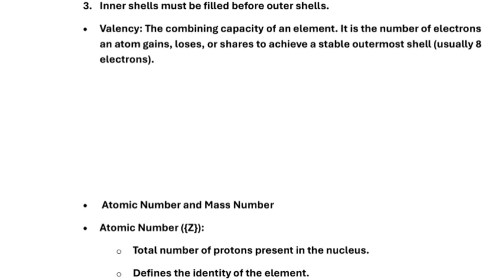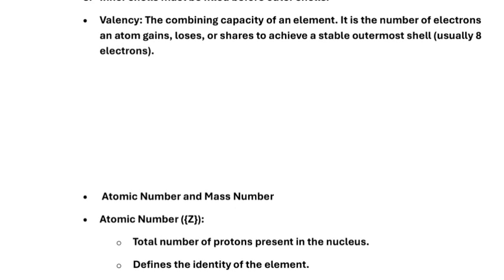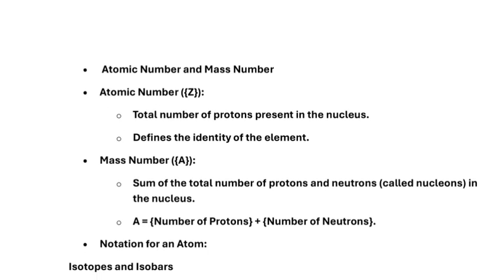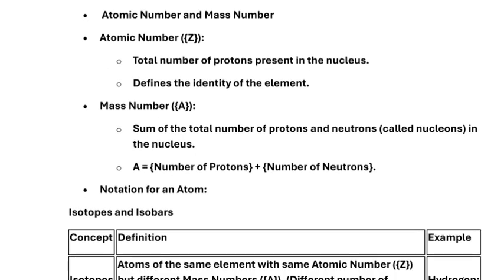Valency: the combining capacity of an element. It is the number of electrons an atom gains, loses, or shares to achieve a stable outermost shell, usually 8 electrons. Atomic number and mass number. Atomic number, Z: the total number of protons present in the nucleus. It defines the identity of the element.